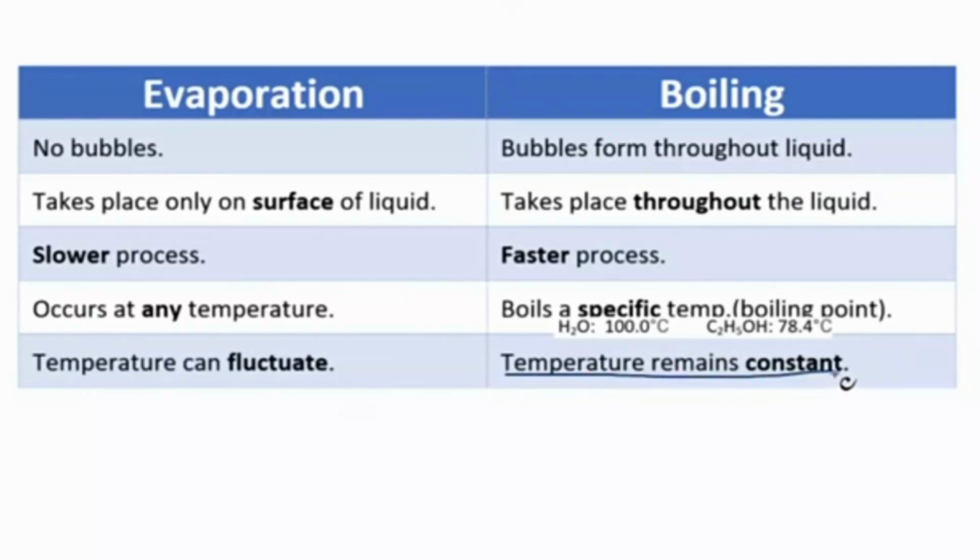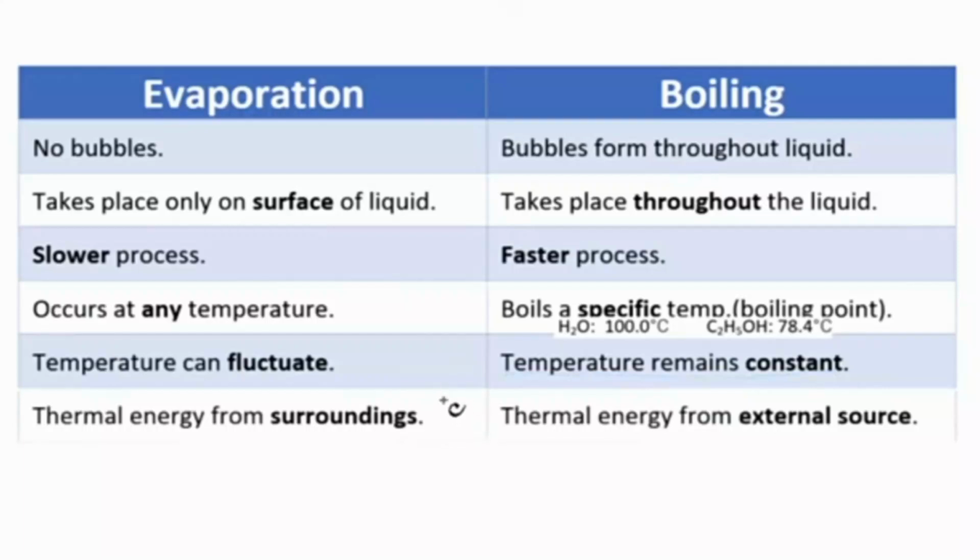It'll remain constant. Finally, when something's evaporating, the energy comes from the surroundings. That's what gives us the energy to make those water molecules change from a liquid to a gas. But with boiling, since we need more energy, we have to use an external source, something like a flame from a Bunsen burner. And as we put that energy in, once we reach the boiling point, 100 degrees Celsius for water, then it starts boiling, but the temperature doesn't go up. It still remains constant. It stays at 100 degrees Celsius until all the water's gone.